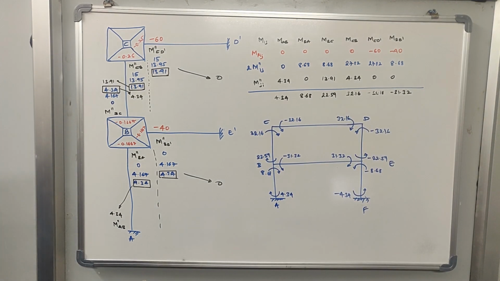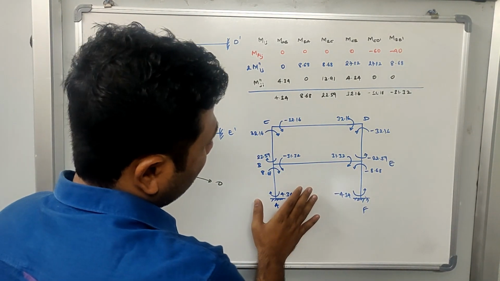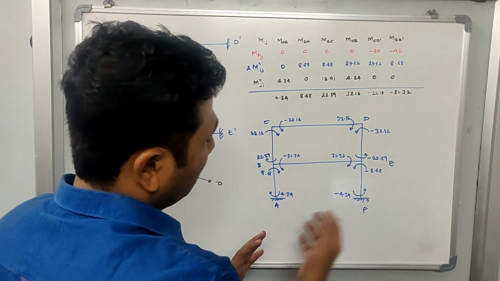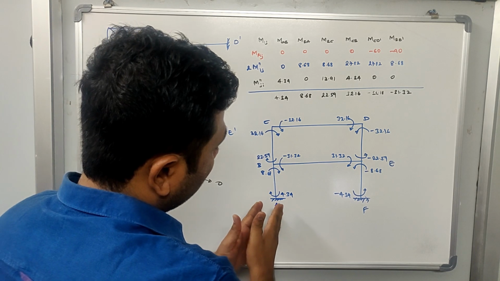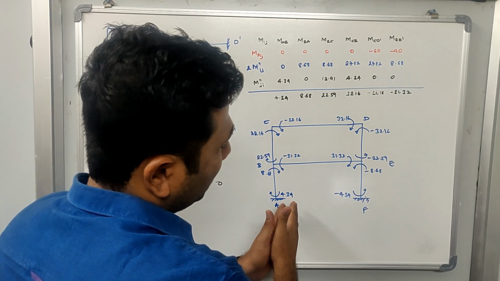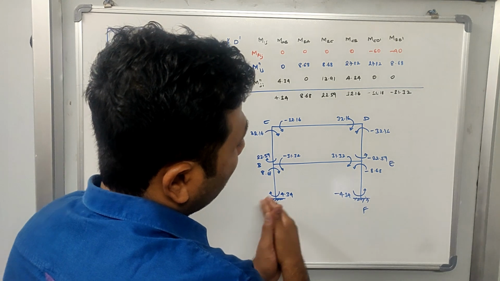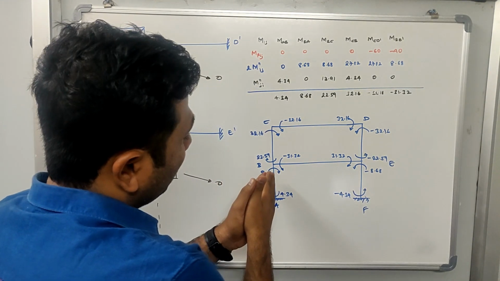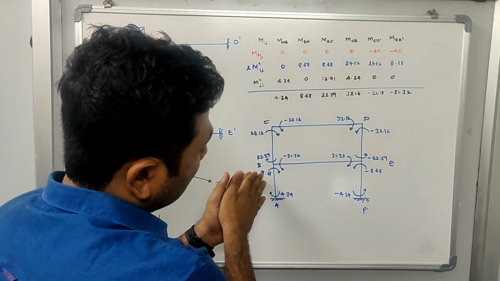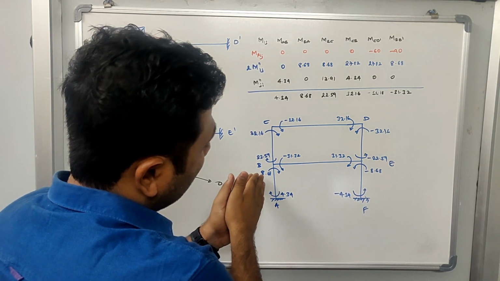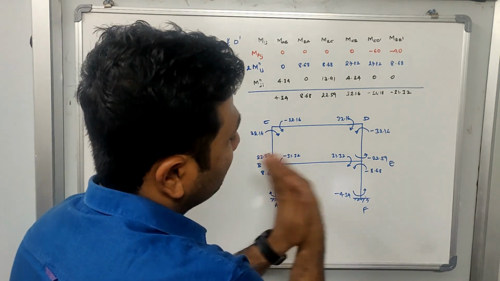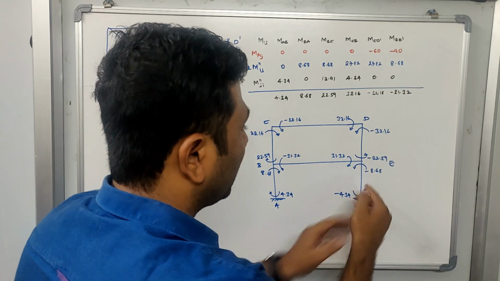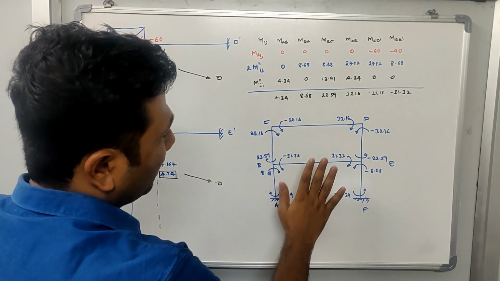Okay. Once we have solved the end moments of one side of the symmetry, we can solve the end moments at the other side by only replicating the values and changing the sign. For example, if the end moment at AB is positive 4.34, the end moment at FE will be minus 4.34. Similarly, the end moment for BA is 8.68, so the end moment at the joint EF will be minus 8.68.